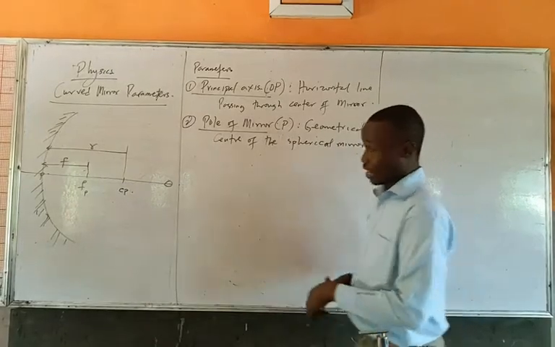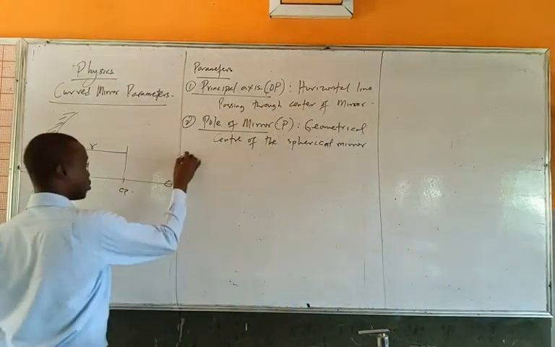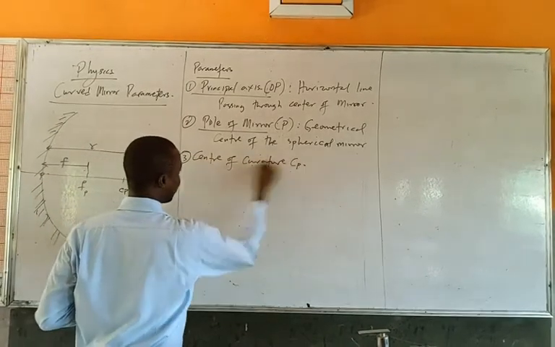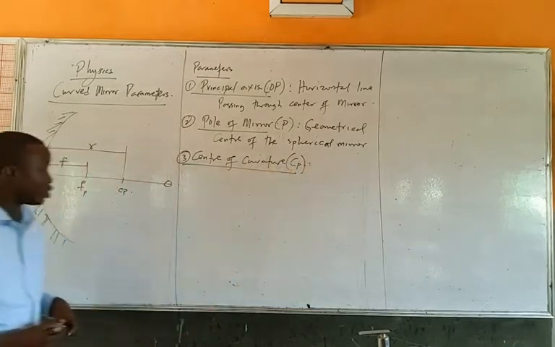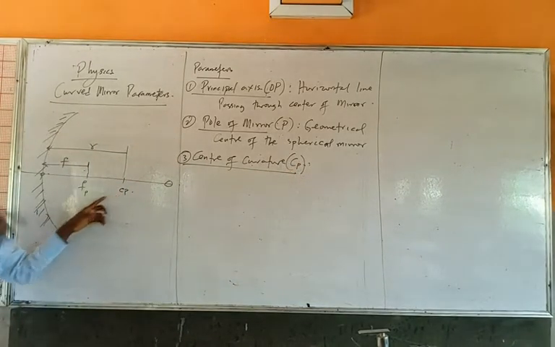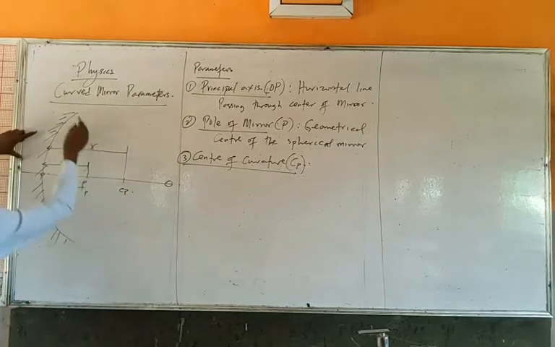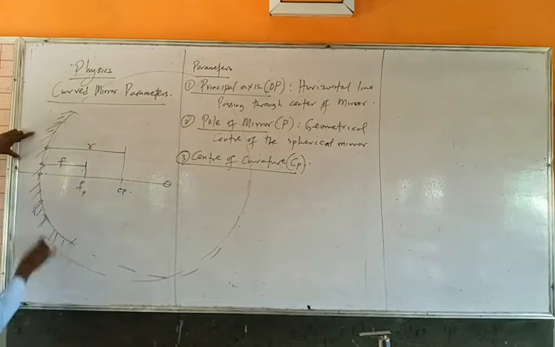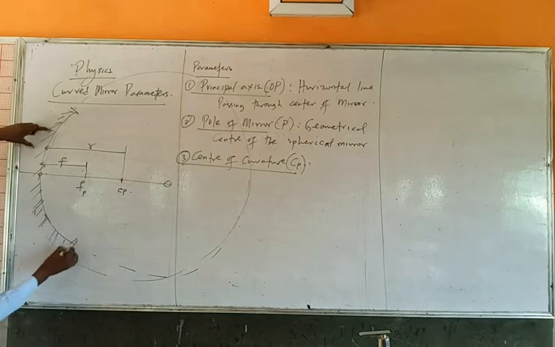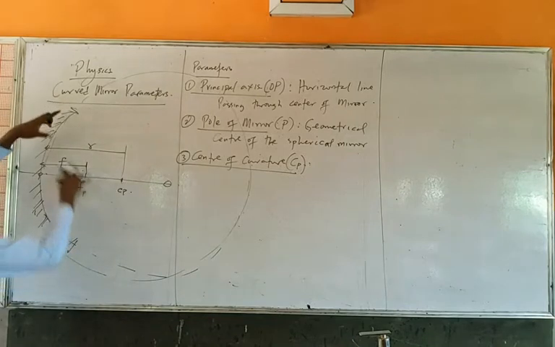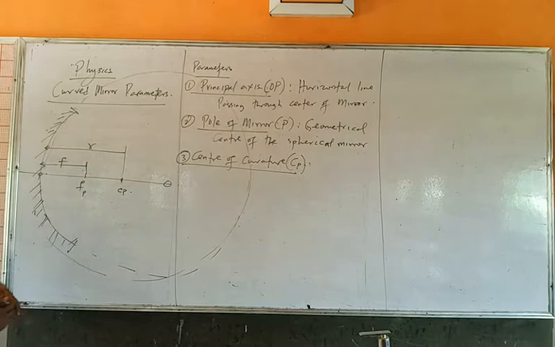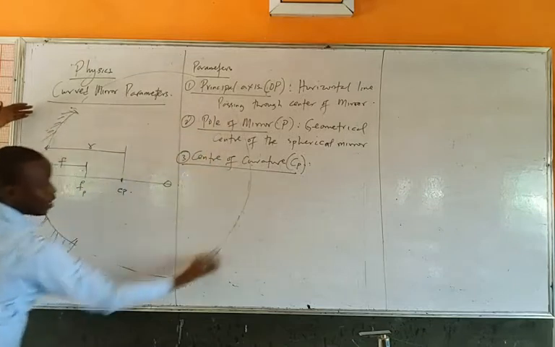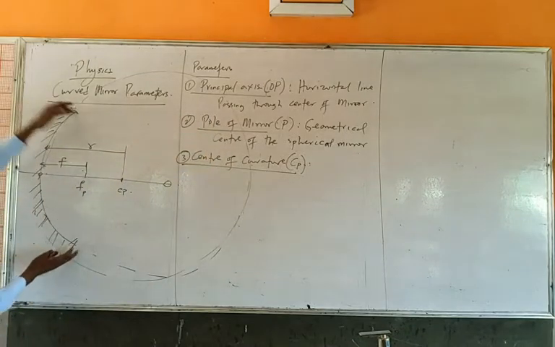The next thing we have to describe in that diagram is the center of curvature, C. The center of curvature, as you can see, is the center of the large sphere. You know the mirror is cut out of a large sphere. Remember I told you the mirror is cut out from a very large sphere. Now the center of that large sphere, where this mirror portion is cut out from, is known as the center of curvature. The spherical mirror is a circular object where you just cut out a particular portion. So the center of that spherical large object, where you cut out the portion of the mirror from, is known as the center of curvature.